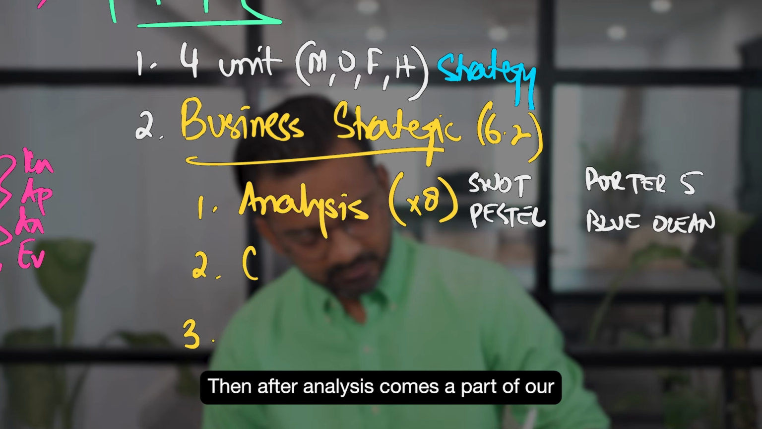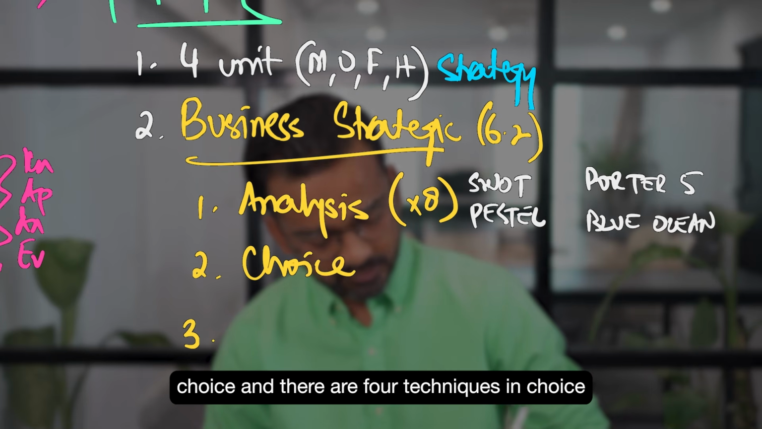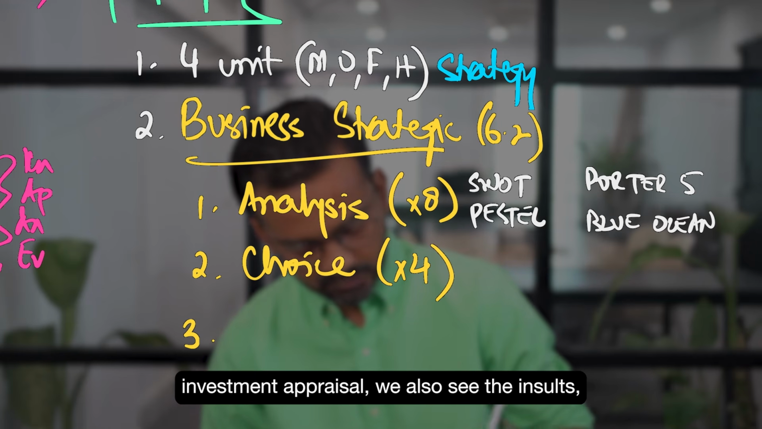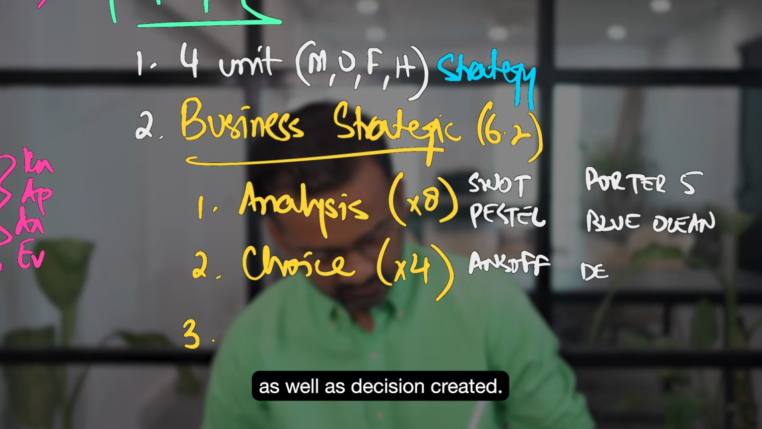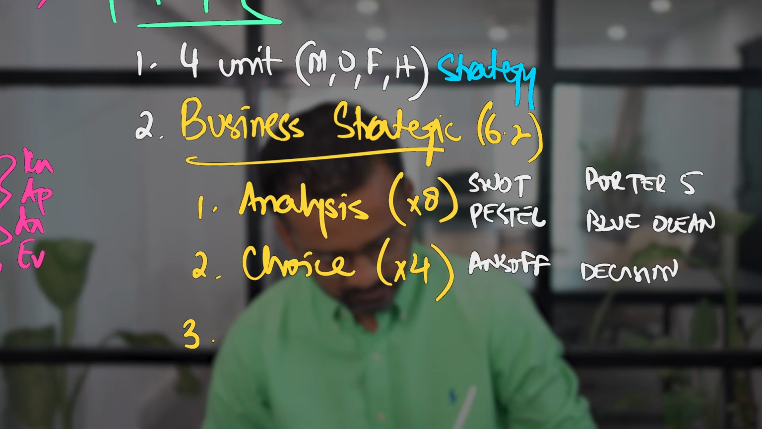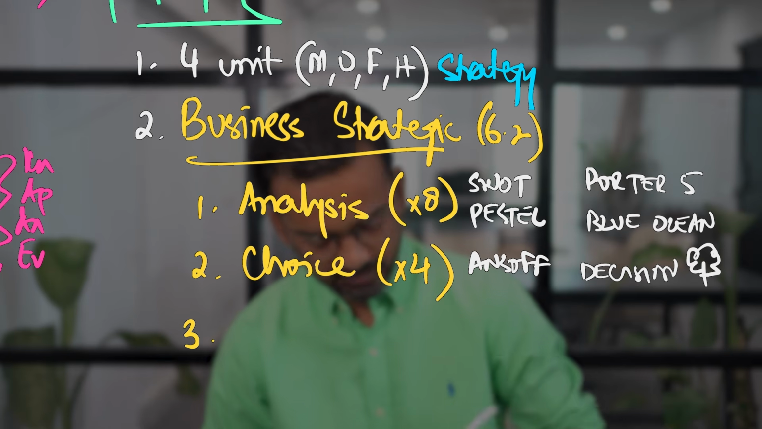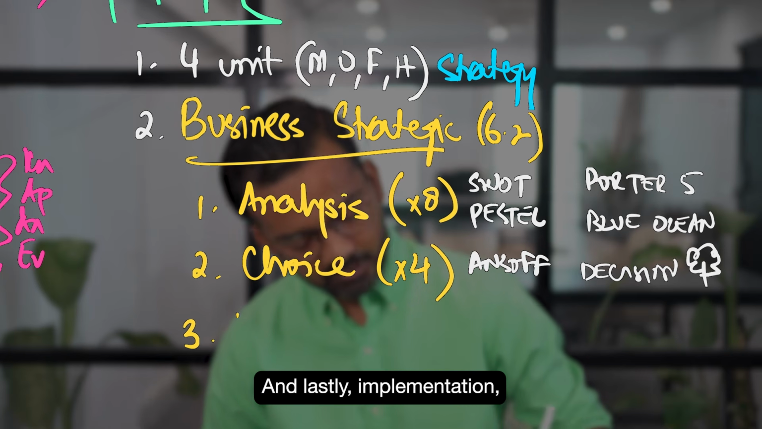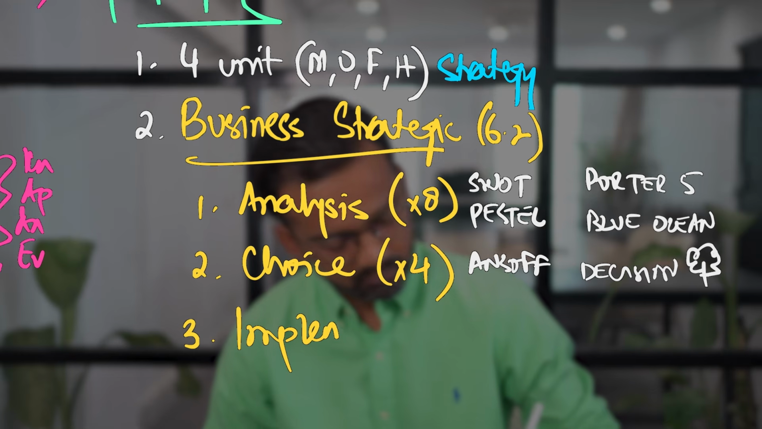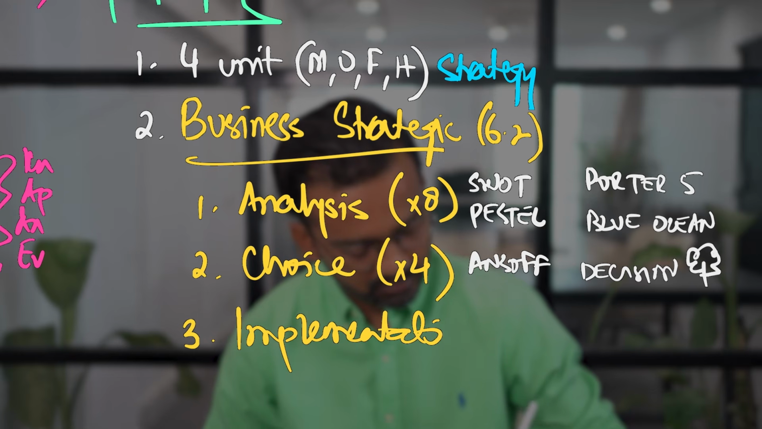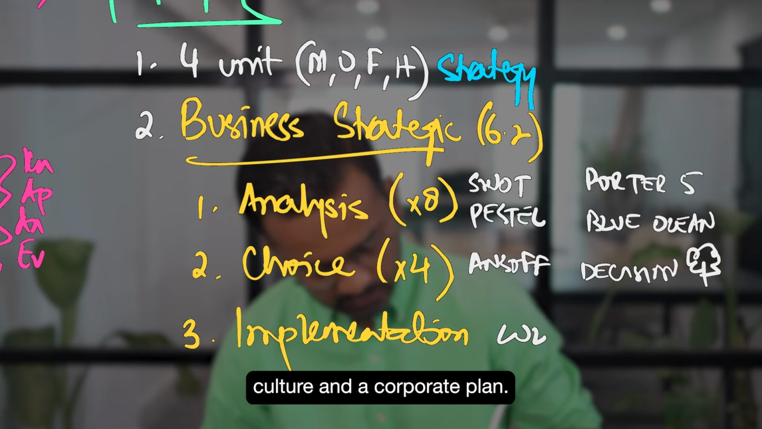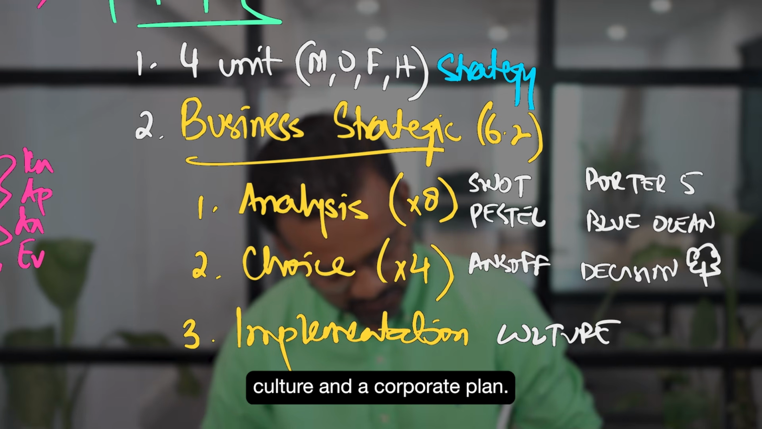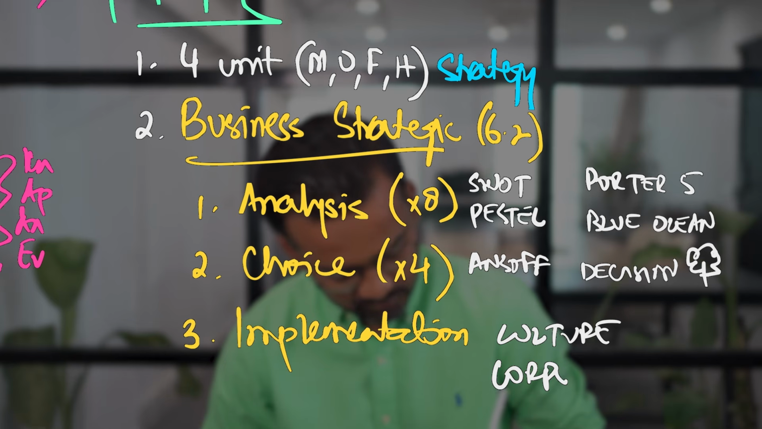Then after analysis comes the part about choice. And there are 4 techniques in choice. Investment appraisal, we also see the Ansoff matrix as well as decision trees. And lastly, implementation, which is all about company culture and a corporate plan.